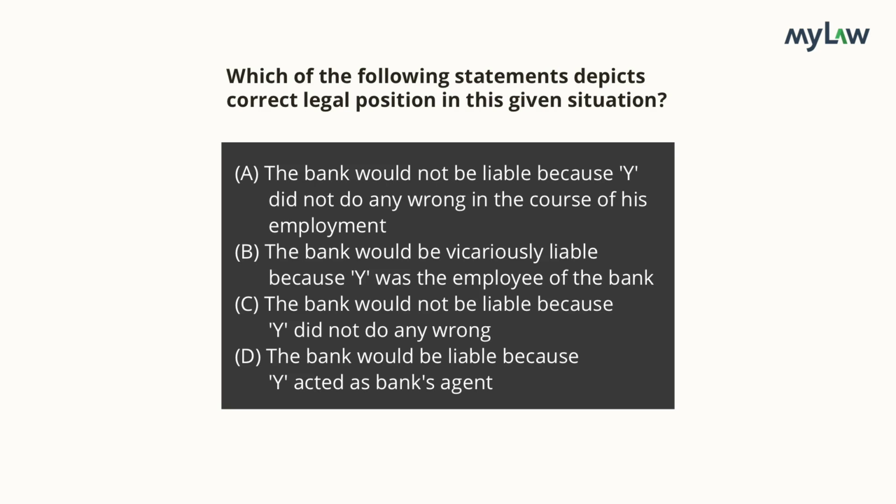Which of the following statements depicts correct legal position in this given situation? A. The bank would not be liable because Y did not do any wrong in the course of his employment. B. The bank would be vicariously liable because Y was the employee of the bank. C. The bank would not be liable because Y did not do any wrong. Or D. The bank would be liable because Y acted as bank's agent.